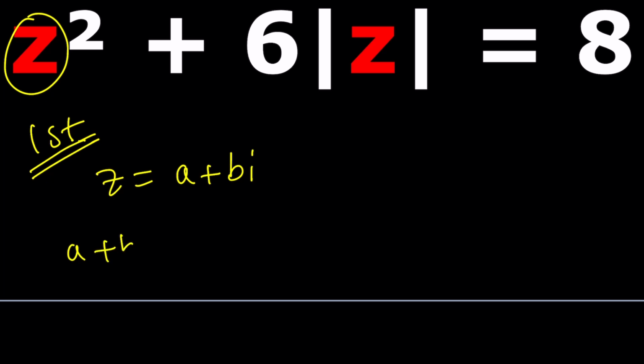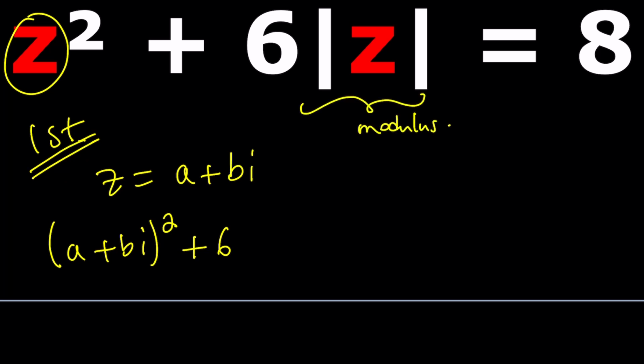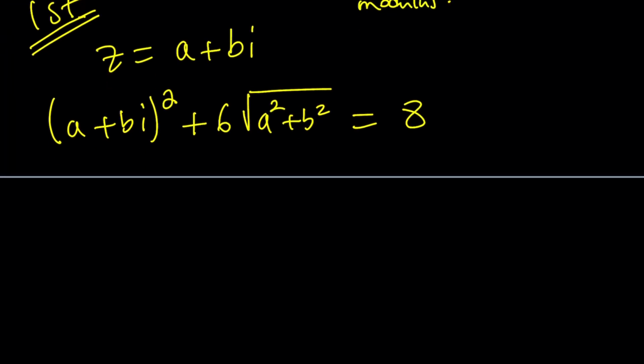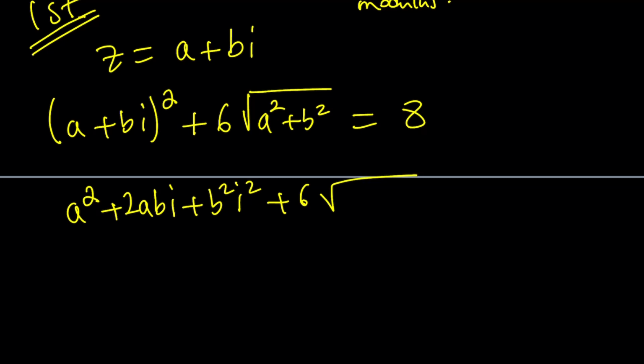Replace z with A plus BI, squared, plus 6 times the absolute value. The modulus of a complex number is defined by the distance from 0. Therefore, it is the square root of a squared plus b squared from the Pythagorean theorem. Anyways, so this is our equation. Let's go ahead and expand it a little bit more. This is going to be a squared plus 2abi plus b squared i squared plus 6 times the square root of a squared plus b squared equals 8.